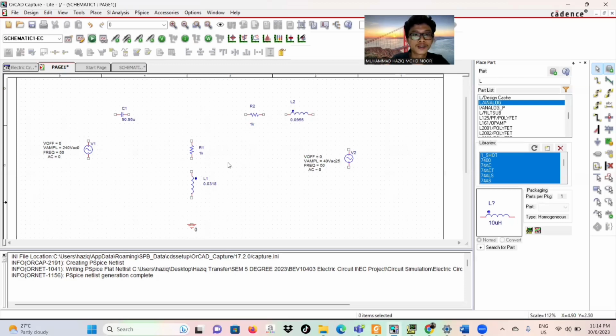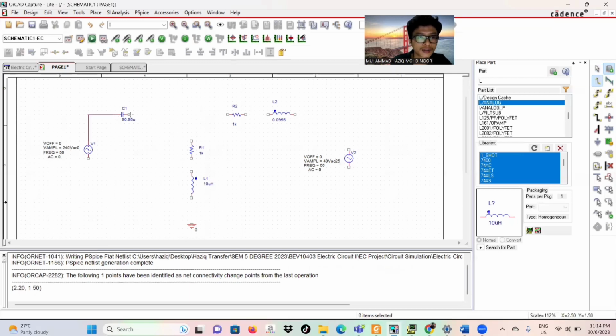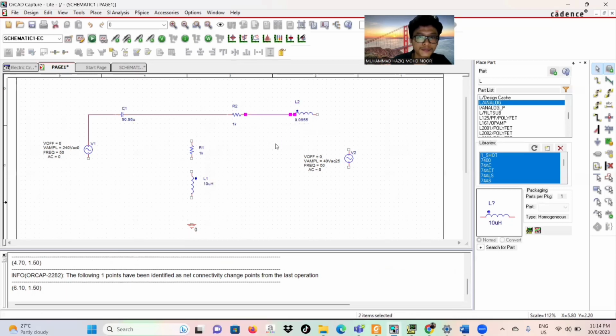Now we wire. To wire inside PSpice is easy. You need to arrange so that it will become neat. Just press W on your keyboard and wire up the components over here. You wire up one by one until it becomes a complete circuit, and finally to the respective ground over here.